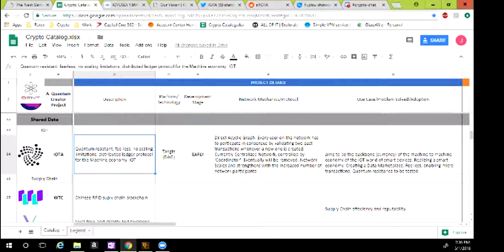Hopefully you have a better understanding of Iota, the Internet of Things, the machine-to-machine economy, Directed Acyclic Graph technology. I really love this idea. I'm going to be doing some more research. I think the next call we're going to do is about DAG, scalability solutions for Bitcoin.